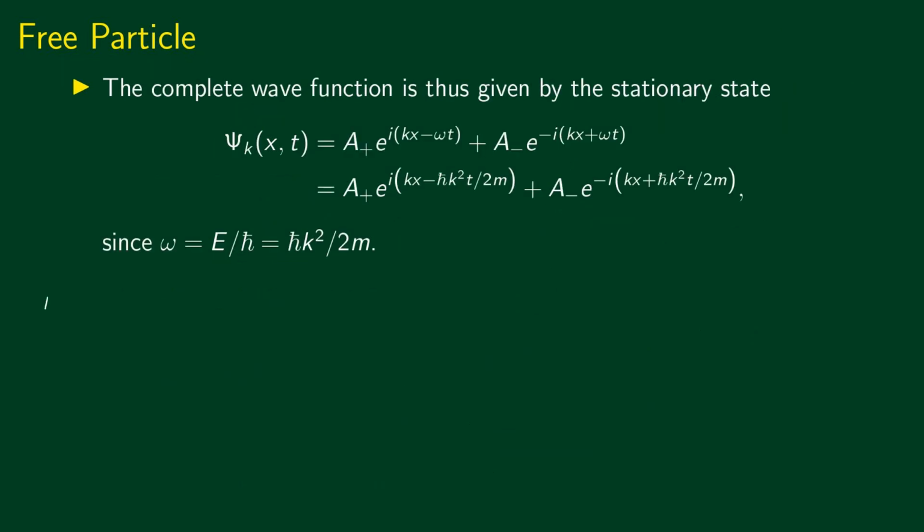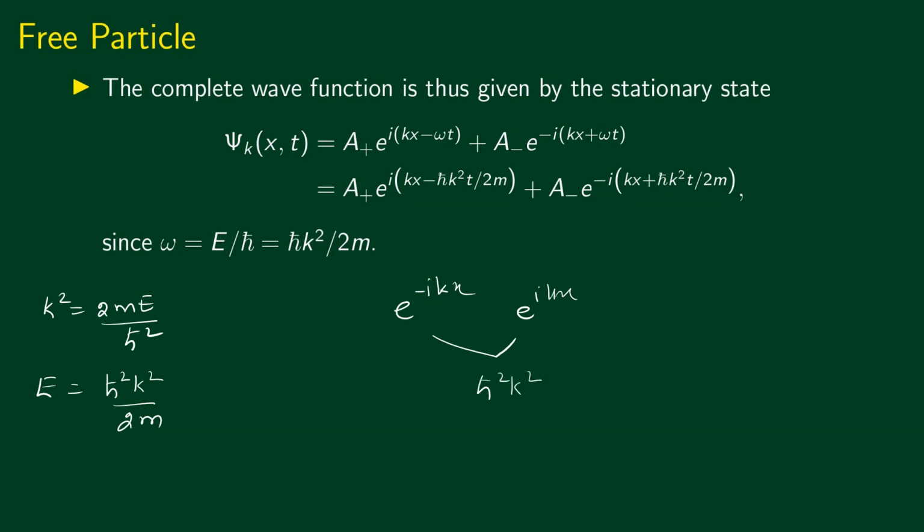Now we had k square is equal to 2mE divided by h bar square, or E is equal to h bar square k square divided by 2m. So clearly both e raised to minus ikx and e raised to ikx are energy eigenfunctions corresponding to the energy h bar square k square divided by 2m. Both these are energy eigenfunctions corresponding to the same value of energy, which is given by h bar square k square divided by 2m.